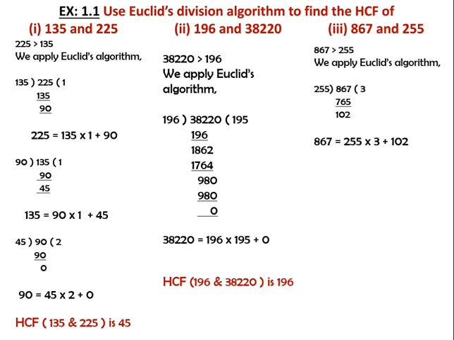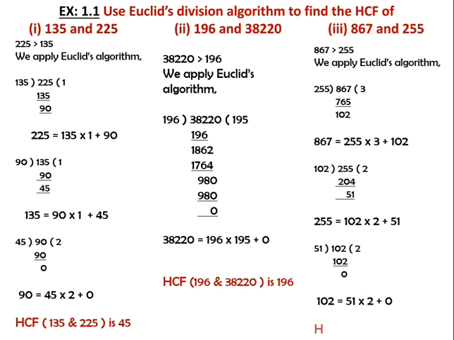Okay, then step 2. 255 is a dividend and 102 is a divisor. 102 2 times are 204. Balance 51. 51 is not equal to 0. So remainder changed into divisor and divisor changed into dividend. So 102 becomes dividend and we take 51 as divisor. Okay. 51 2 times are 102. Remainder 0. The procedure stops. Okay, HCF of 867 and 255 is 51.